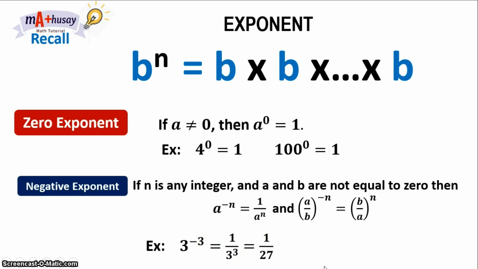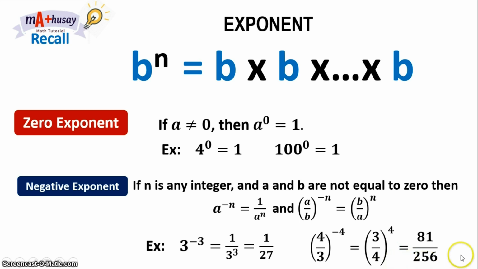Now, how about kung ang base natin ay fraction? So, let's take 4 thirds raised to negative 4. Ang equivalent nito ay 81 over 256. Kasi ang ginawa natin, we get the reciprocal of 4 thirds, that is 3 fourths raised to 4. So, kaya naging 81 over 256.